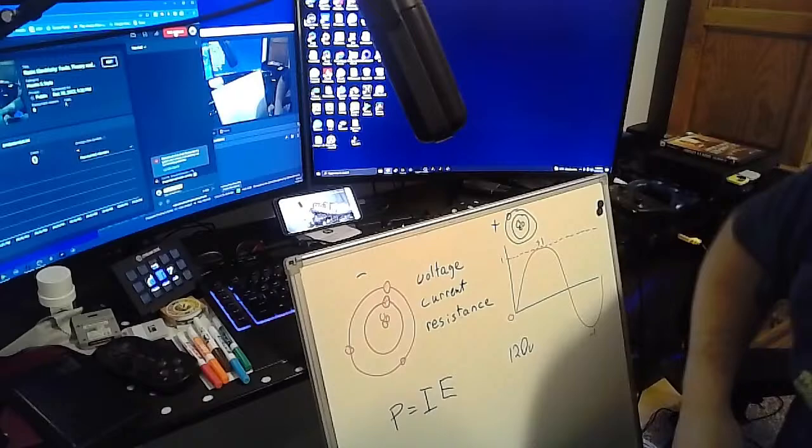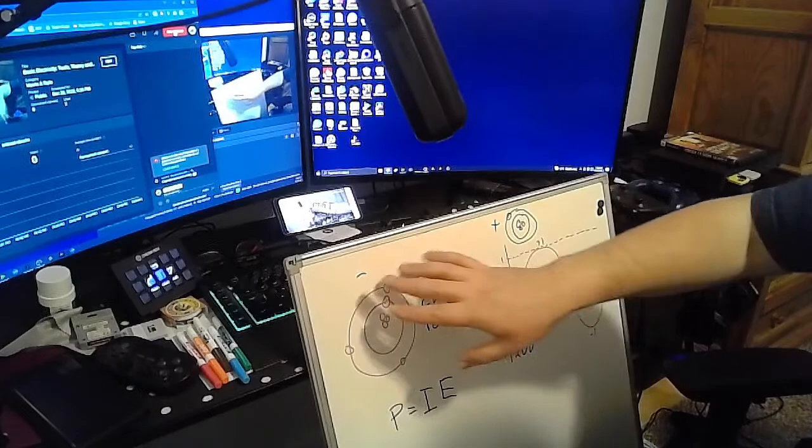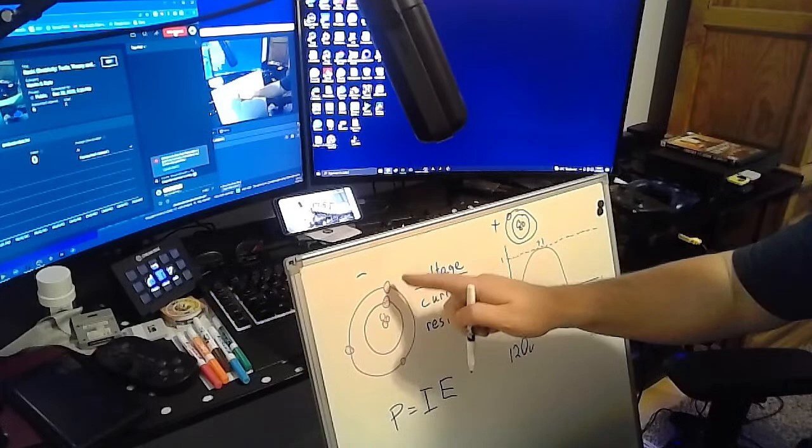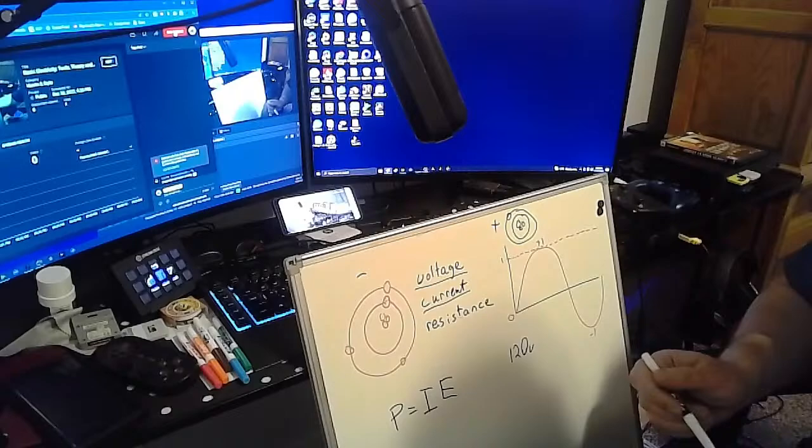Now, you have the potential: this is negative, this is positive, and that's the potential difference, which is known as the voltage. And as I said a second ago, the actual amount of electrons moving over is your current.